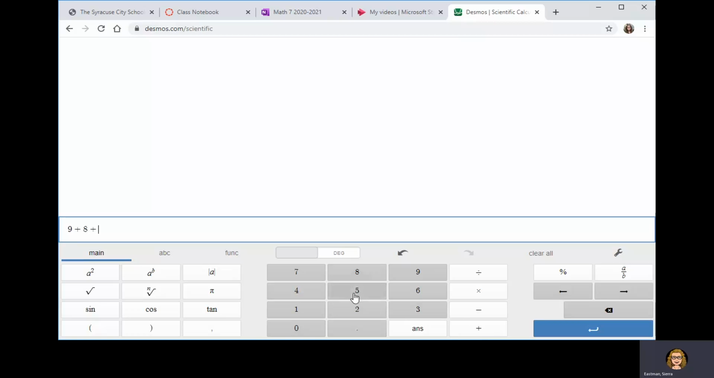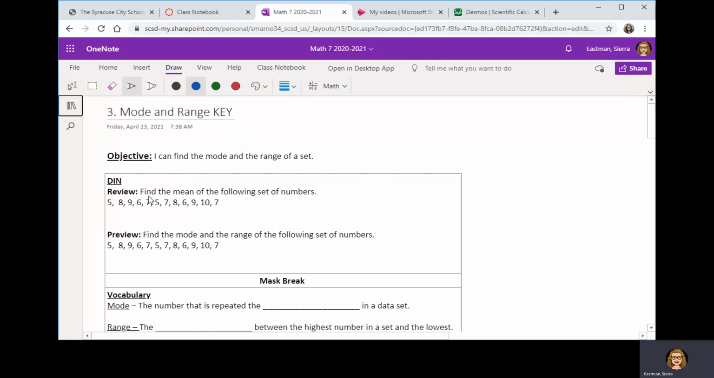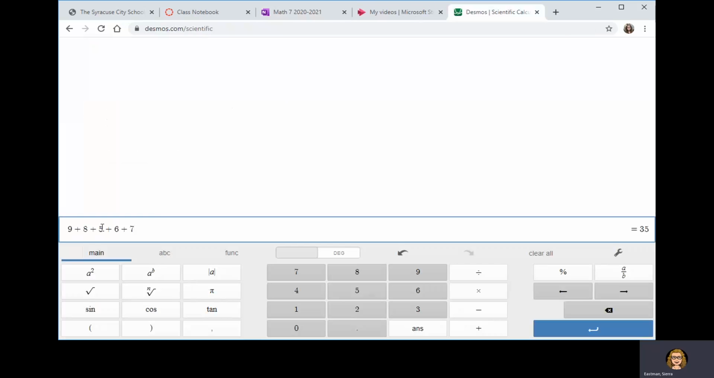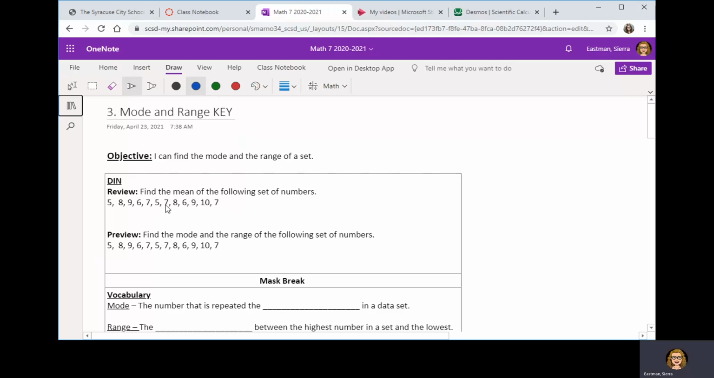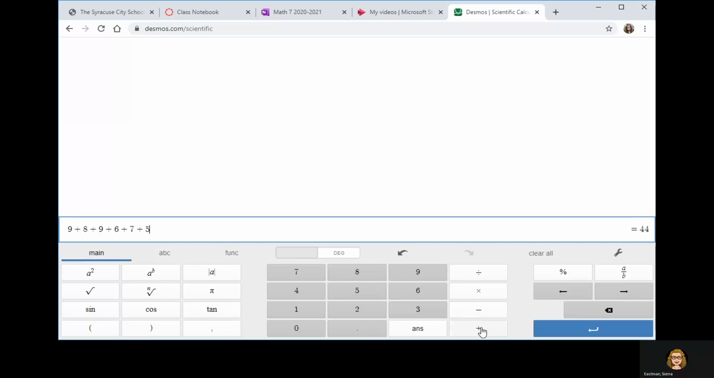9 plus 8 plus 5, 6, 7. Oh, sorry, 5, 8, 9, 6, 7. So right there, I should have caught my mistake here. It should be a 9. All right. And we've got 5, 7, 8, 6, 9, 10, 7. All my numbers added up, and we have a total of 91.